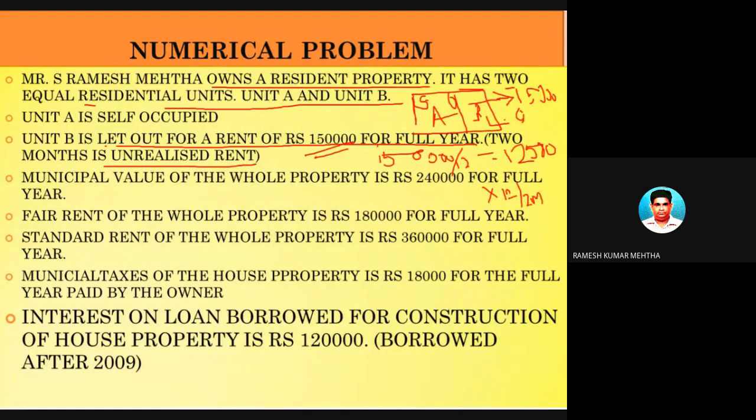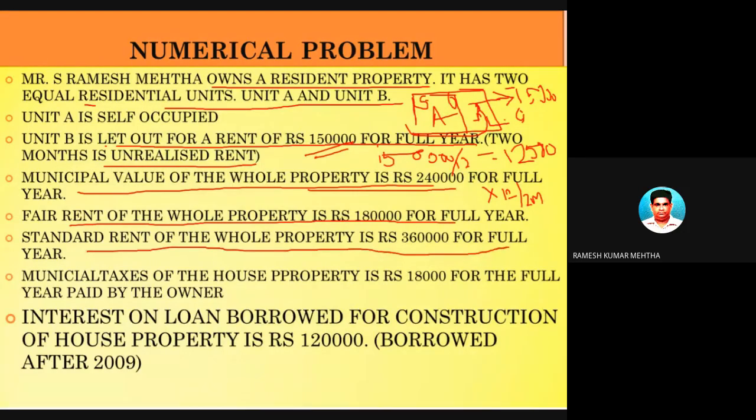Now, the data for the whole house property is given. The municipal value of the house property is 2,40,000 for the full year. The fair rent of the whole house property is 1,80,000 for the whole year. The standard rent for the whole property is 3,60,000 rupees. And he has let out this house property for 1.5 lakh rupees.